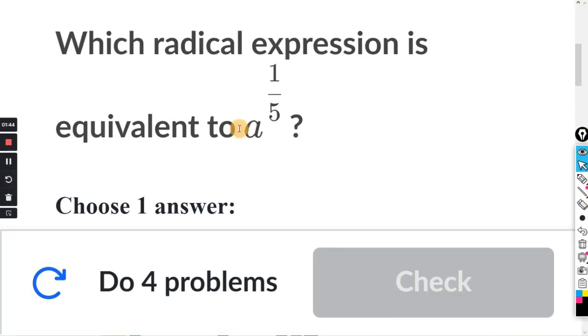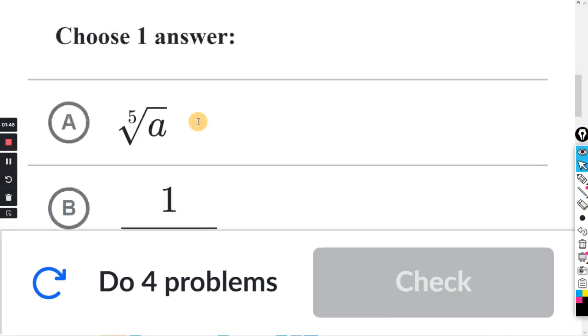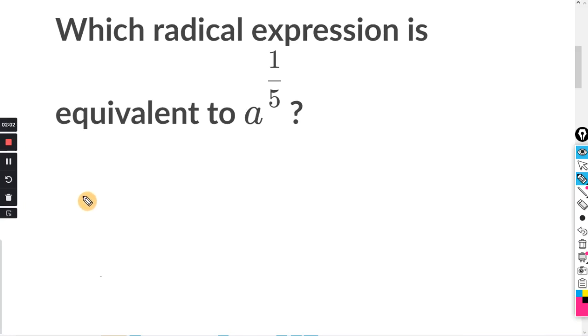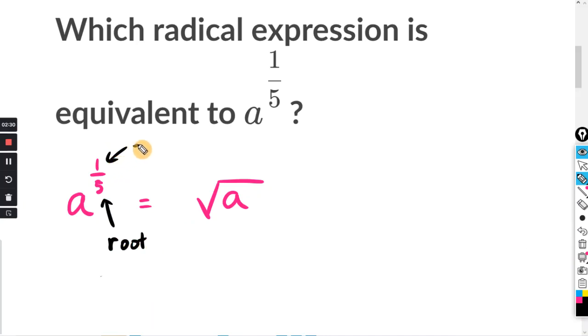So we want to know which radical expression is equivalent to a to the 1/5, and we're just going to choose one answer. I prefer to do the problem first before going to the multiple choices. You can certainly peek at the choices if you want. We have a to the 1/5, and we're going to translate that to a with a radical symbol. We said the denominator is the root, and the numerator is the exponent. So we keep the a and put it under the radical symbol, and the root is in the denominator, so that's 5, and the exponent is in the numerator, so that's 1. This whole thing is raised to the power of 1.